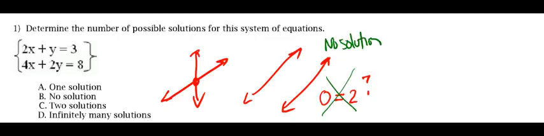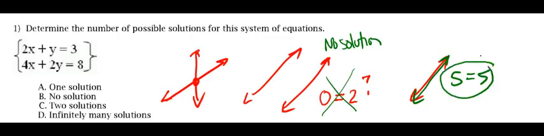What happens if you get a true statement? A true statement means you have that situation where the two lines are right on top of each other. A true statement might look like this: 5 equals 5. Well, 5 is always 5. This is a true statement. That means infinite solutions.